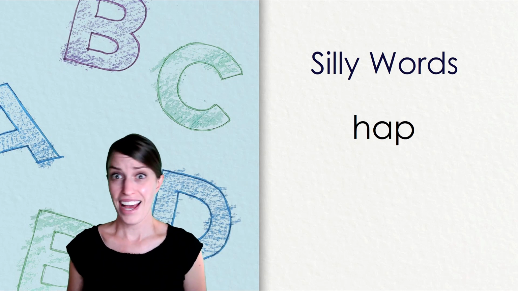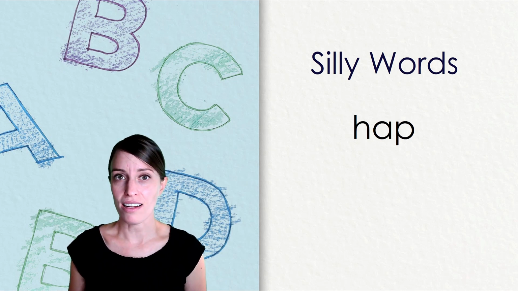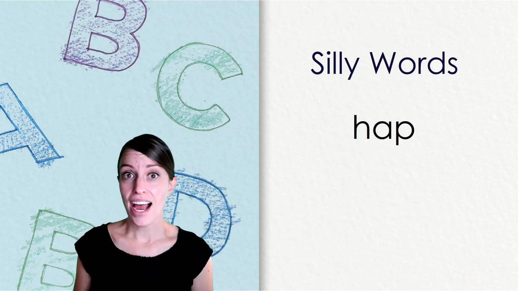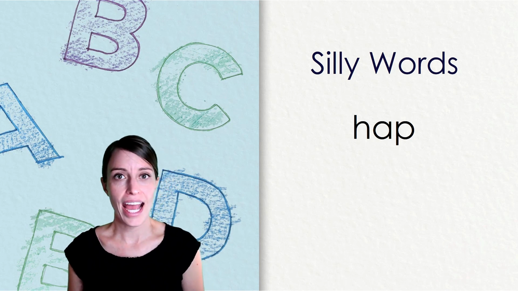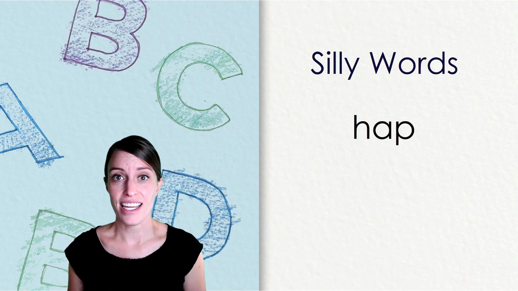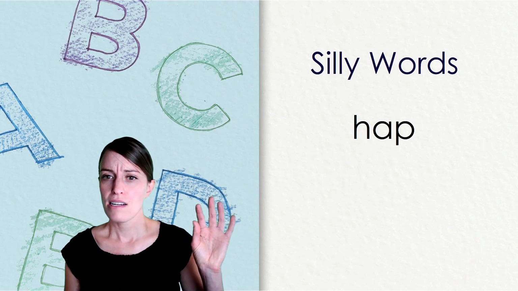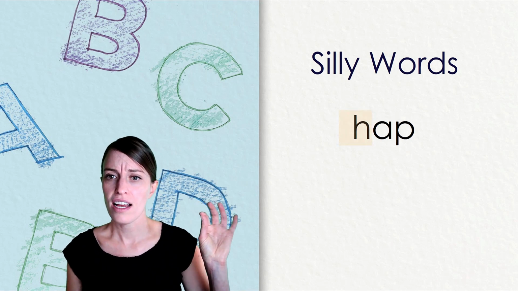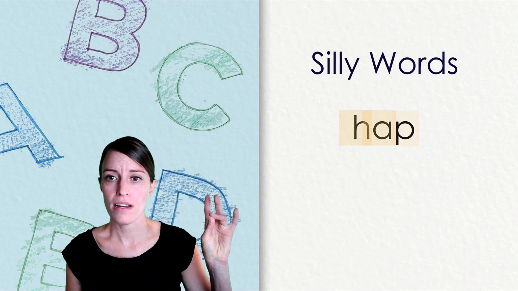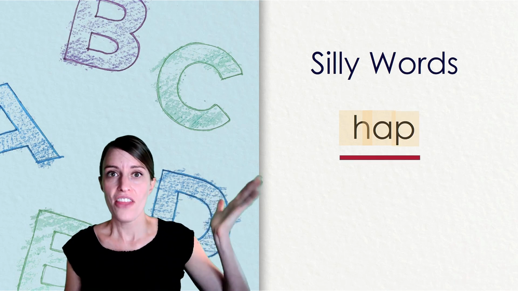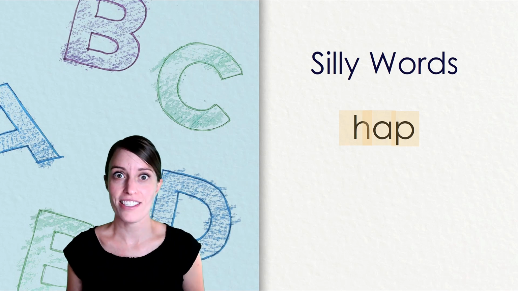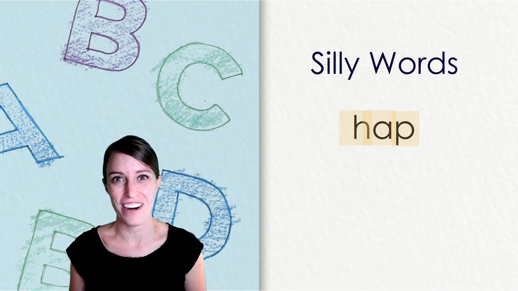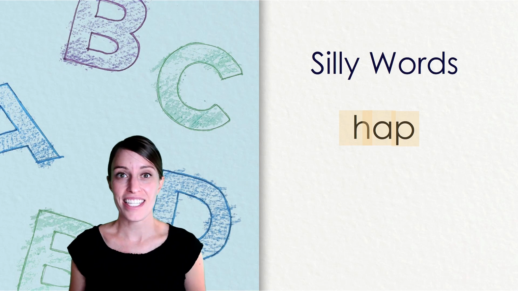I don't recognize that word at all. But I noticed that the word has 2 letters, A, P, that I've seen in some other words, like the word tap. Hap. That's it. Do you see how I used what I know about letters and sounds to decode this silly word? Let's do another one together.